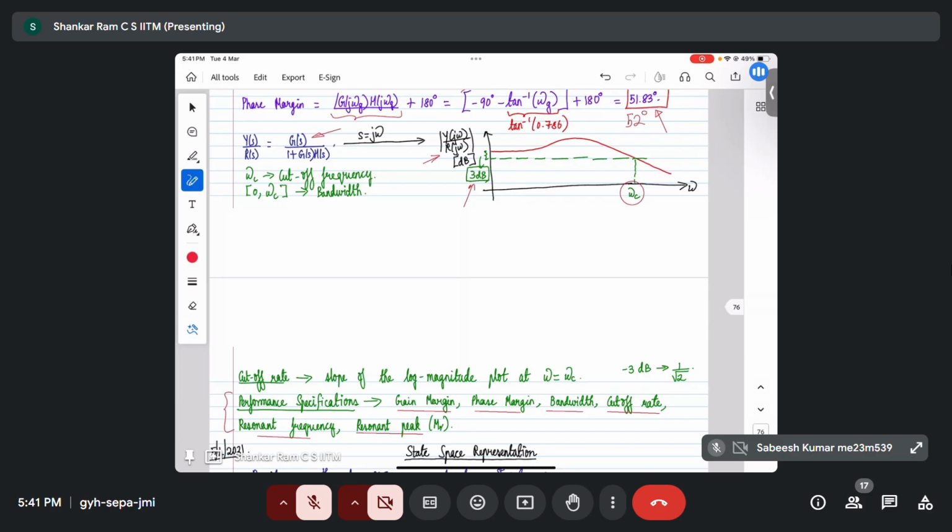Okay, so please find out. It will be good to find out this. What is this 3 decibel corresponding to? Please do find out. But that is the definition of the cutoff frequency, and the bandwidth of the system is the region from 0 to W.